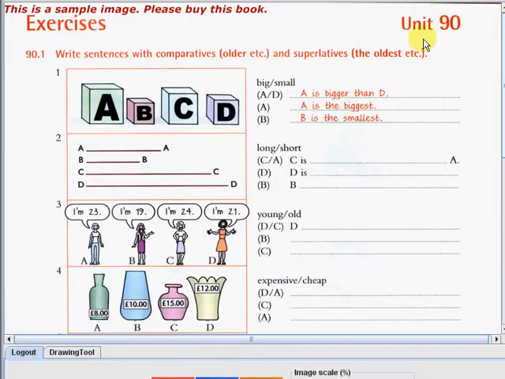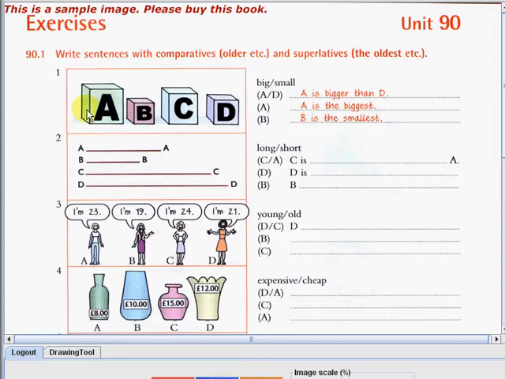In our previous videos, we learned about comparatives and superlative adjectives. So for today, we will check your understanding about these topics. We will have exercises under Unit 90. So let's get it on. For the first exercise, we have exercise 90.1. For the instruction, write sentences with comparatives like the word older and superlatives like the oldest. Number 1 is done for you.